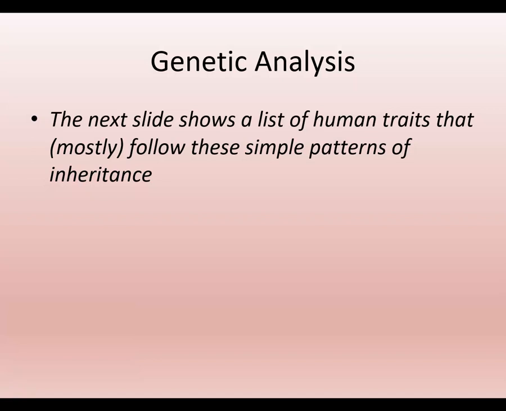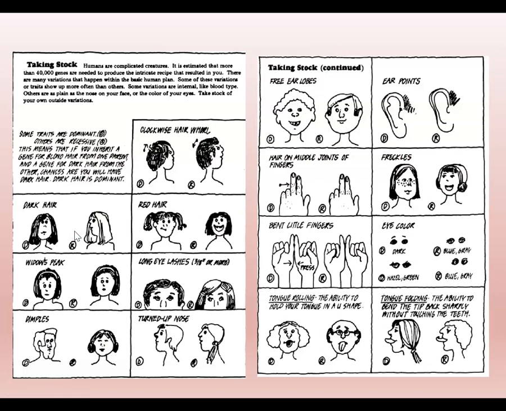The next slide shows some of the human traits that mostly follow that simple pattern of inheritance. In other words, the dominant and recessive pattern. Okay, if we were at school, it'd be fun to look and see if we have these things. Whether your earlobes are attached or not, if your ear has a little point on it, if you have hair on the middle joint of your finger, freckles. So anyway, these are kind of fun to look at and think about. They mostly follow these simple rules of dominance and recessiveness. Many, many other human characteristics are multi-gene, more complicated.